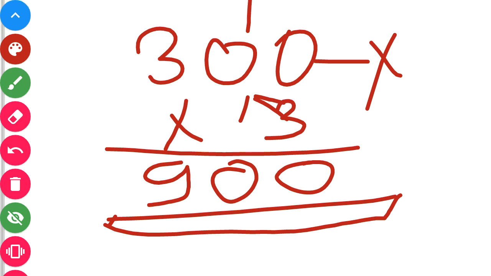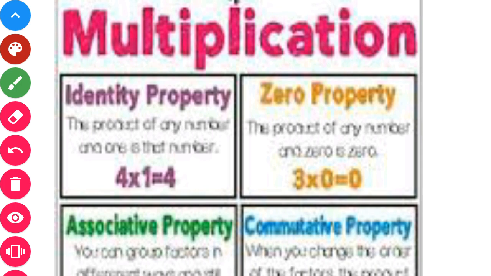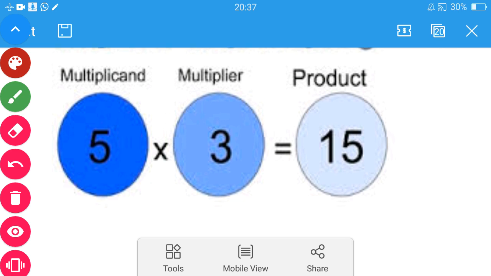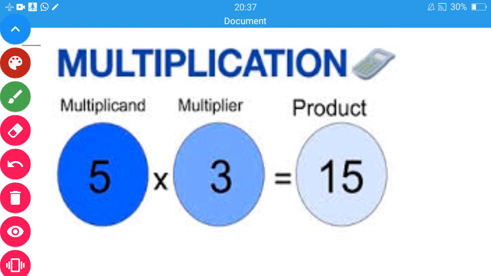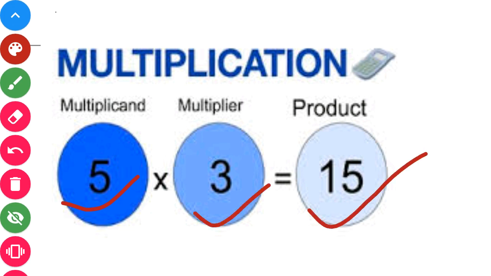Okay, great. So now I hope you all have understood the concept of multiplication. We have gone through the terms also. The first number is multiplicand, second is multiplier, and the third one is product. This much is clear to you all?